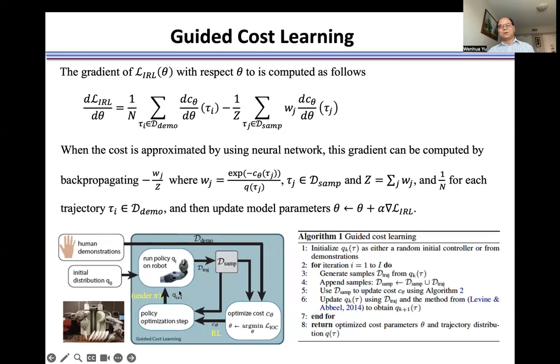And then we use this new distribution together with the expert demonstration, optimize this loss function again, get the new model parameters and get the new loss function. And iteration by iteration, finally we get the final convergent model parameters and get the final optimal policy.